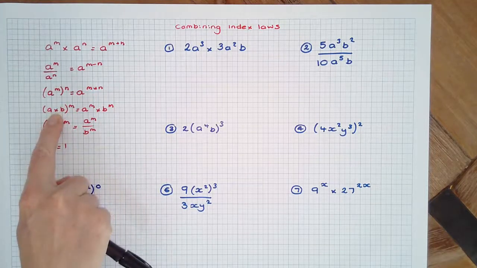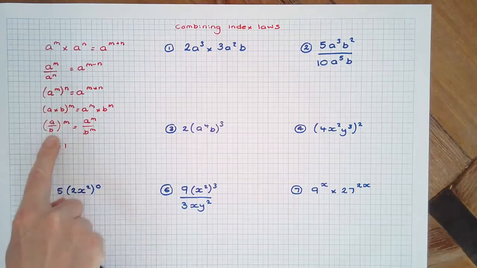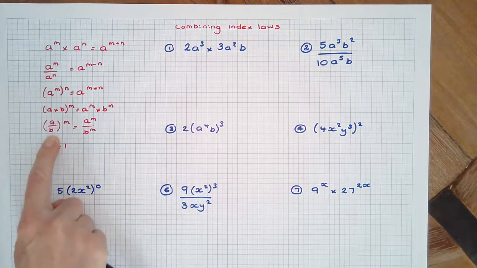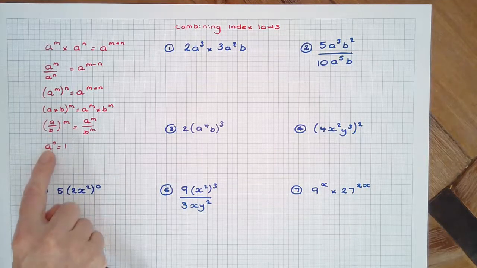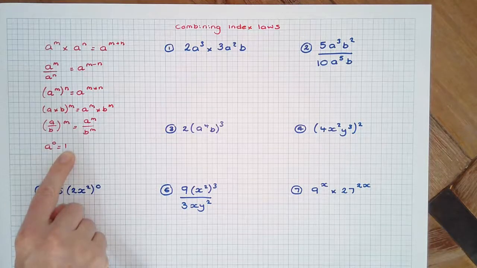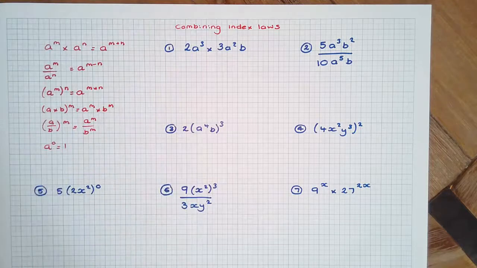Having a power of a product and a power of a quotient, and also remembering that any number to the power of 0 equals 1, known as the zero index. Let's have a look at combining index laws.